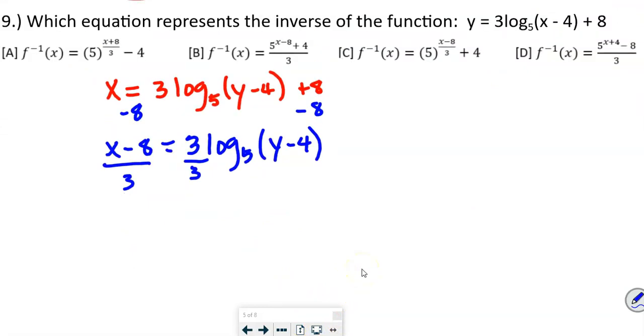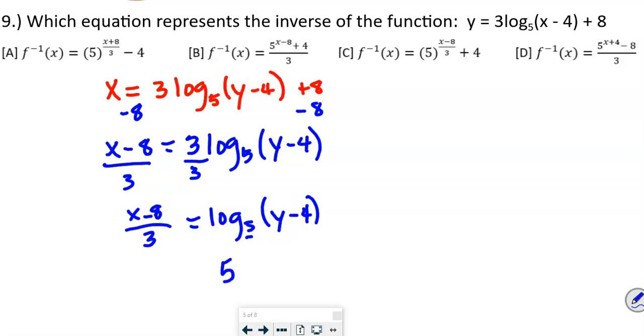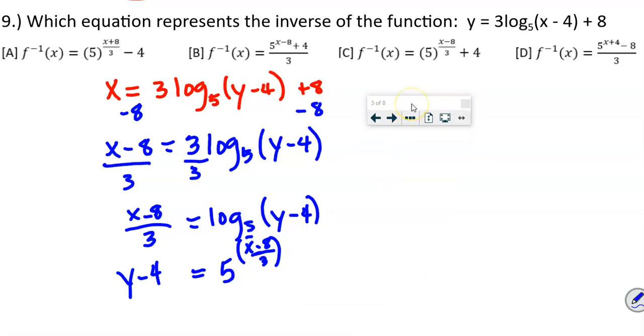So now I have x minus 8 divided by 3 is equal to log base 5 of y minus 4. Now I'm going to turn it into an exponential. So I'm going to take my base, this 5, to the power of x minus 8 divided by 3, and I'm going to set that equal to y minus 4. So what's my last step? I have to add that 4, don't I? So that's what I'm doing. Last step, add 4 to both sides, right?